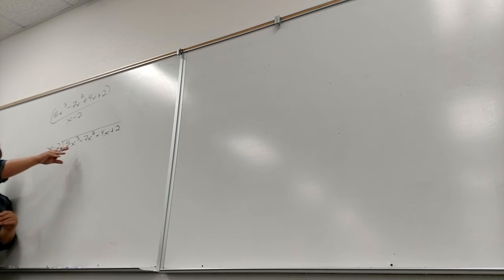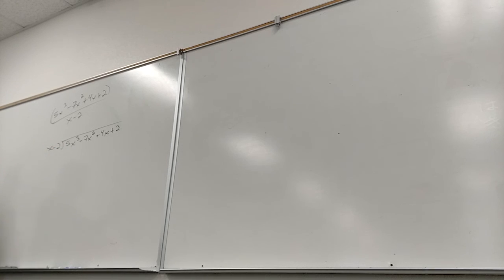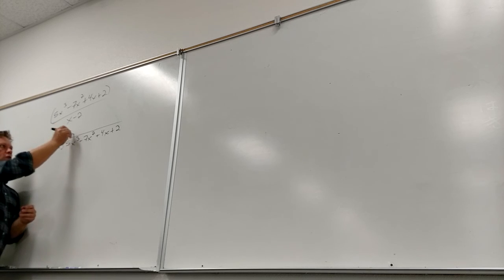So how do I start this thing off? What do I do? Yeah. So I could say x goes into this how many times, but it's equivalent and easier to think about if I say x times what is this? What do I multiply x by to make it 5x cubed? 5x squared.